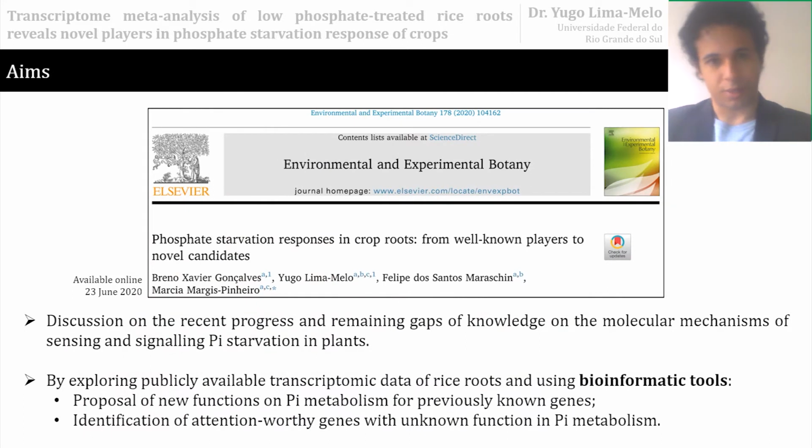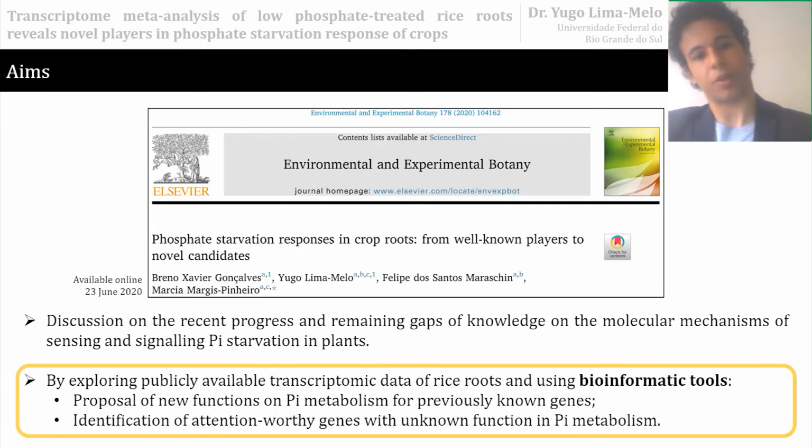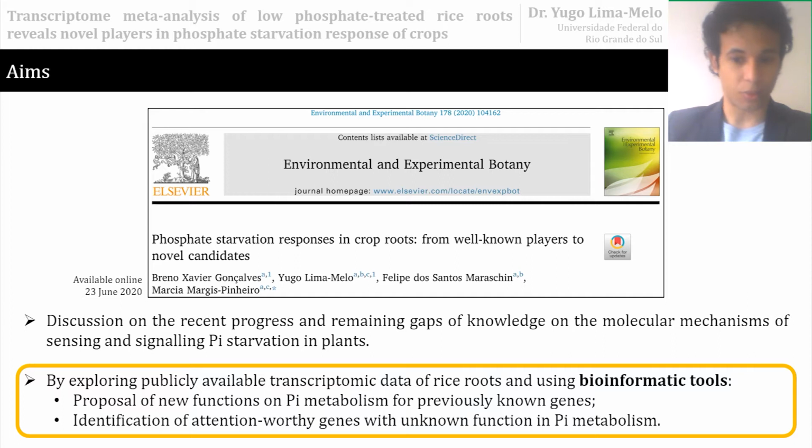So based on all this information, we very recently, 2 weeks ago, published this paper in the Environmental and Experimental Botany with the title Phosphate Starvation Responses in Crop Roots: from Well-Known Players to Novel Candidates. And here we discussed the recent progress on remaining gaps of knowledge on the molecular mechanisms of sensing and signaling phosphate starvation in plants. And we also explored publicly available transcriptomic data of rice roots using bioinformatic tools. And this is the focus for this presentation. We're not going to the first topic, but actually to the second, which involves more bioinformatic things.